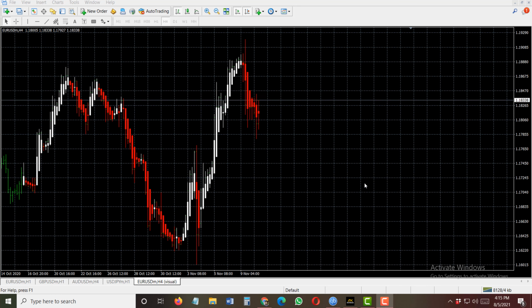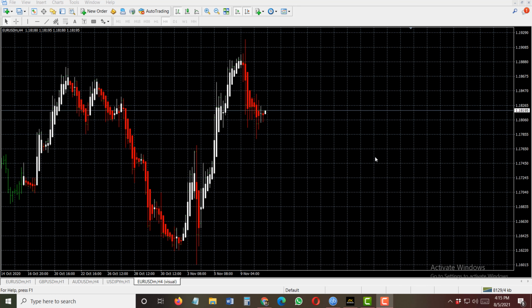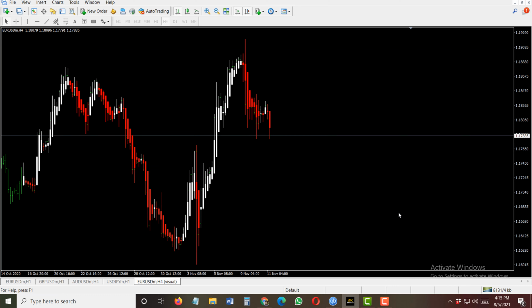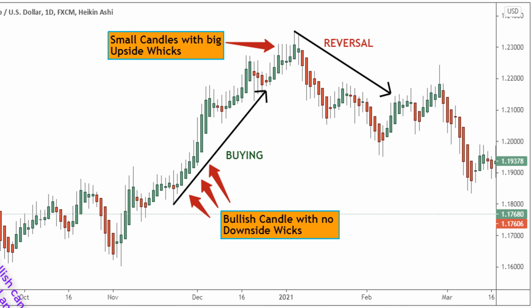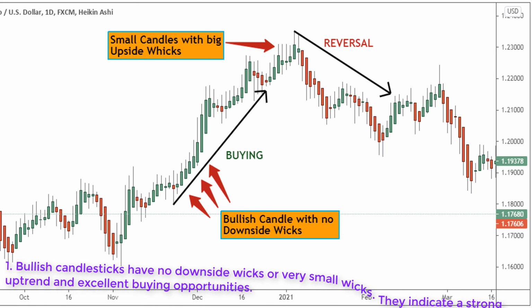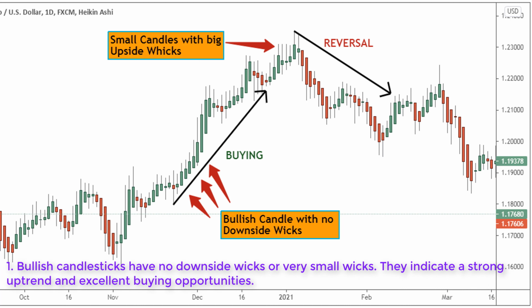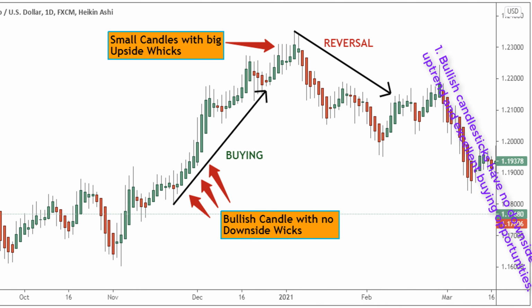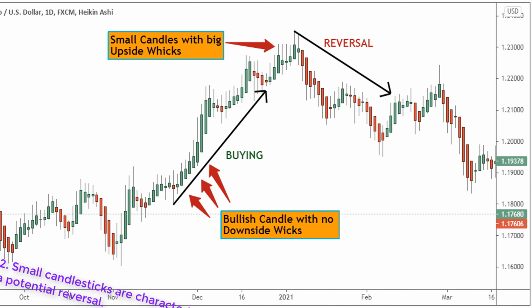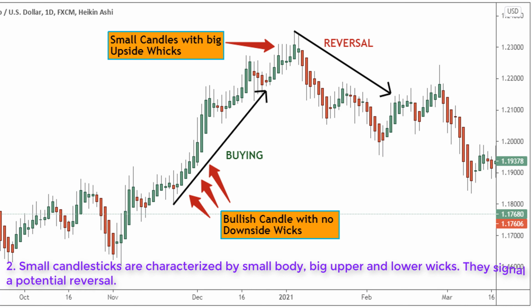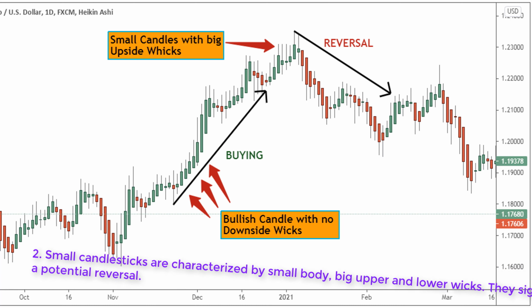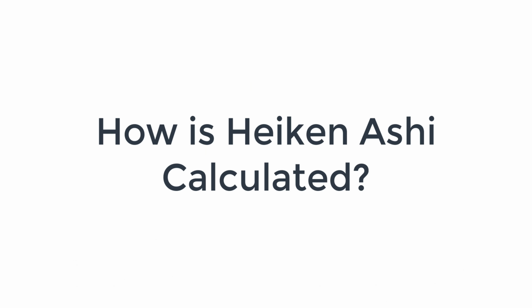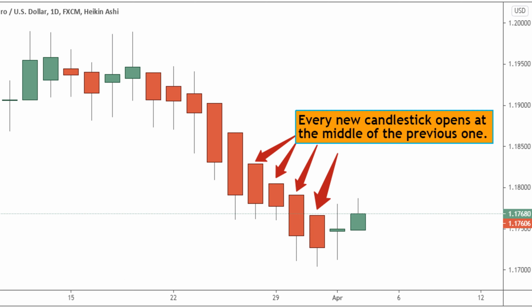How does Heikin-Ashi work? There are two primary trade signals we can identify through the Heikin-Ashi candlestick. Bullish candlesticks have no downside wicks or very small wicks. They indicate a strong uptrend and excellent buying opportunities. Small candlesticks are characterized by a small body and big upper and lower wicks. They signal a potential reversal. This unique way of calculating the candlesticks is what smooths out the price activity.